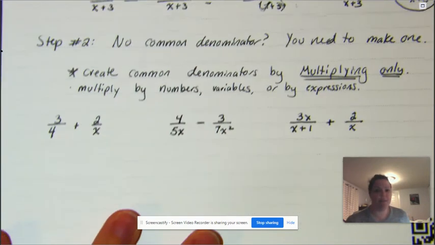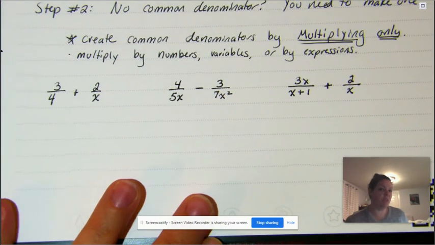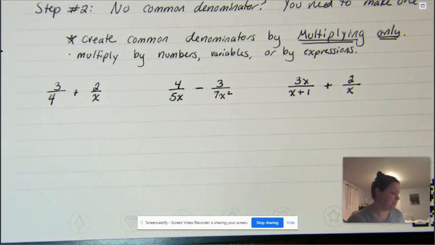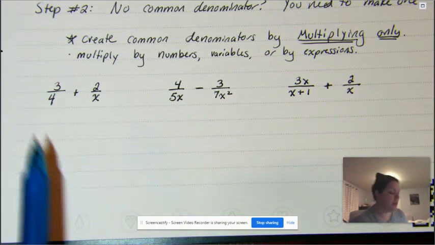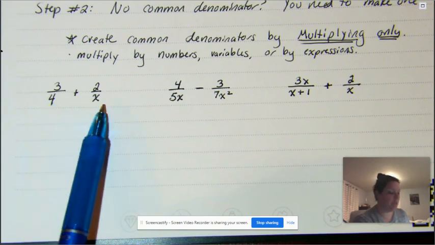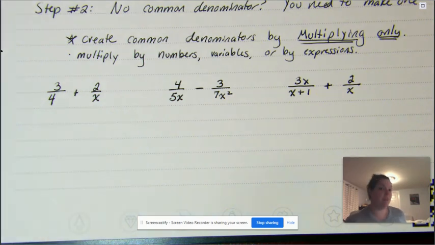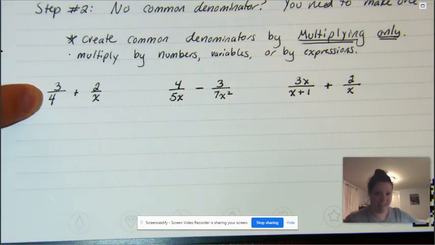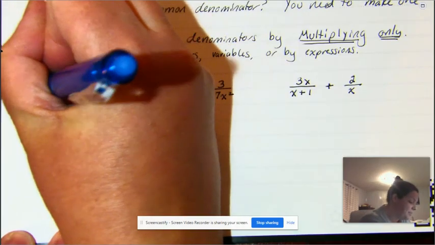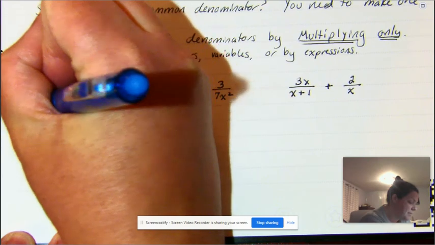So in these examples down here, we're going to just take a look at what we're going to have to do to get the denominators to be the same. In this first example, we have a denominator of 4 and a denominator of x. Obviously, those are different. So what we're going to do is just say, what would I need to do to get those two denominators to be the same? What would I multiply by? So since that first fraction does not have any x's in it at all, we're going to have to multiply by an x. So in the first one, I'm going to multiply the top and the bottom of the fraction by an x.